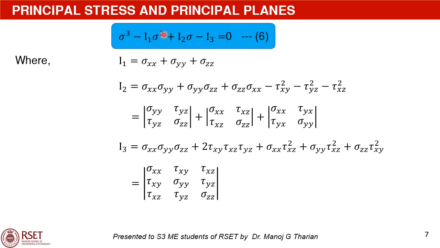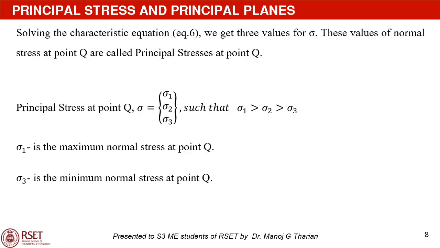This cubic equation is known as the characteristic equation, and the coefficients I1, I2 and I3 are known as stress invariants for the given state of stress at a point. Solving the characteristic equation represented by equation 6, we will get three values for sigma. As already mentioned, these three values of normal stress are called the principal stresses at point Q.